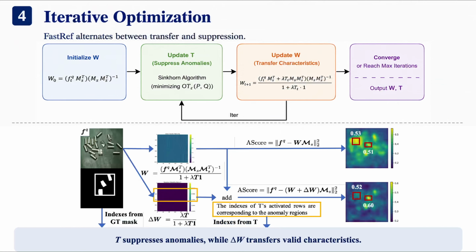The lower part of the slide further visualizes how the refinement process works. Without suppression, the transferred characteristics may activate anomaly-related regions and lead to inaccurate anomaly responses. After introducing T-guided suppression, the anomalous transport is effectively reduced, while the valid characteristic transfer delta W still preserves useful normal information. As a result, FastRef produces cleaner and more discriminative anomaly localization maps.